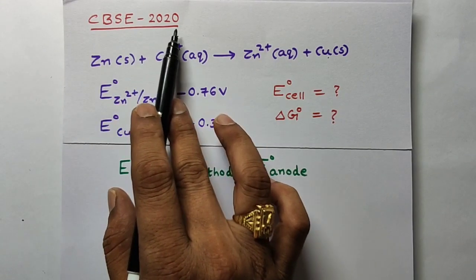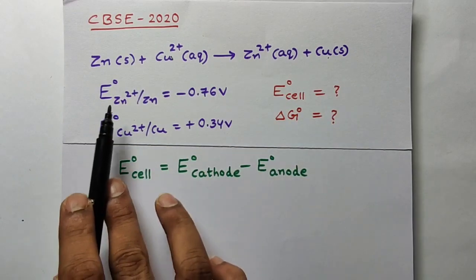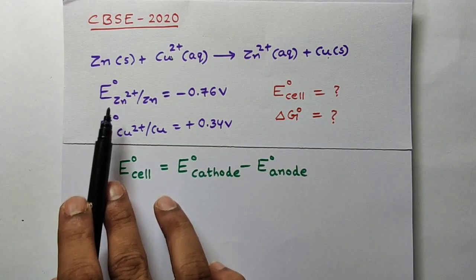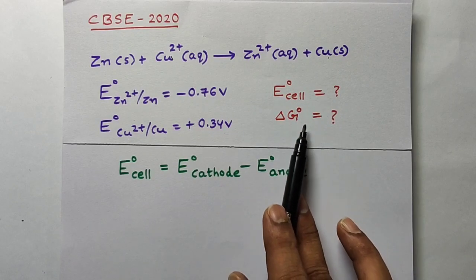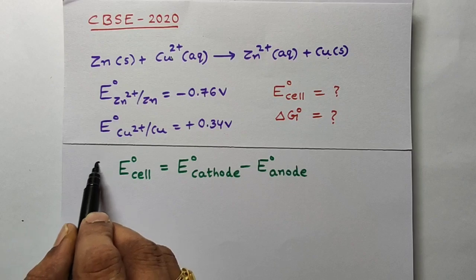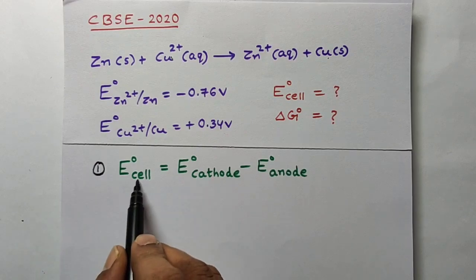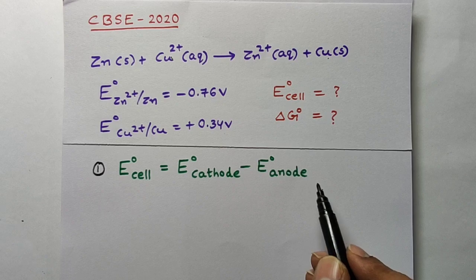First question, CBSE 2020. Here one cell reaction is given. Standard reduction potentials of zinc and copper are also given. We have to find out E naught cell and delta G naught. See, first, how to find out E naught cell? The E naught cell formula is E naught cathode minus E naught anode.